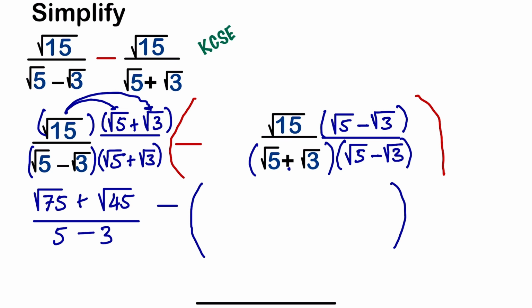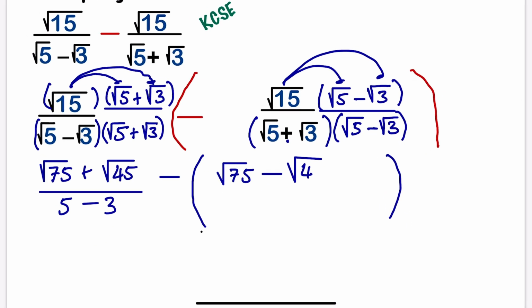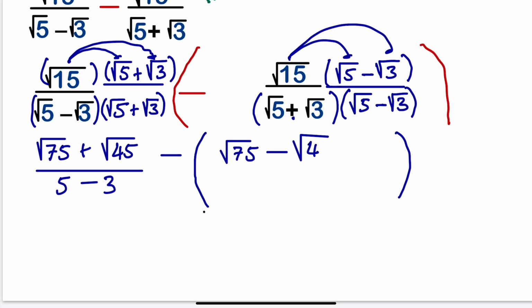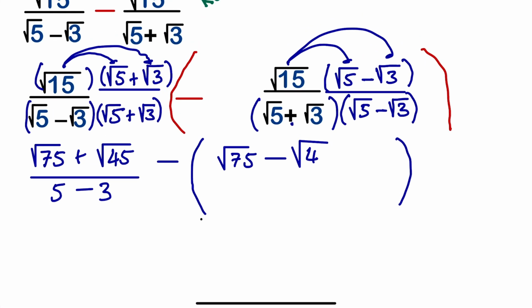So if we expand this, we are going to have root 75 as well, minus root 45. And the denominator will be the same. We use difference of two squares. So we are going to get 5 minus 3, which is 2.